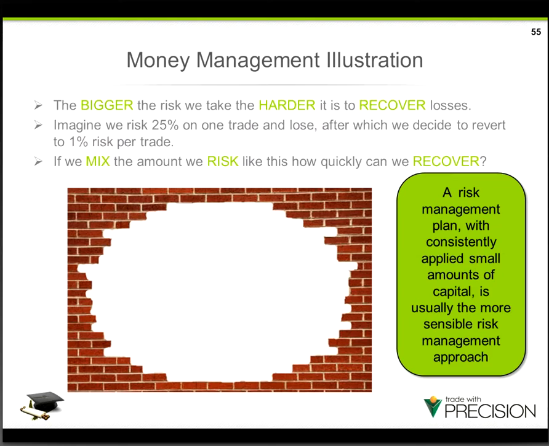So we're looking for consistency. We're not looking to hit home runs. Let's look at what happens if one were to employ an inconsistent risk management plan. Firstly, one would need to decide which trading opportunities warrant more risk, but given that it's impossible to know the outcome of a trade in advance, this is a very high-risk plan to follow.